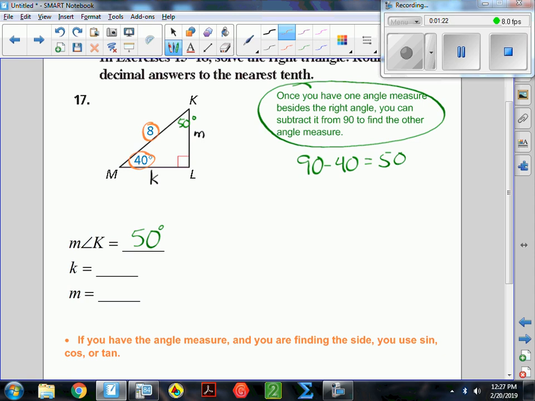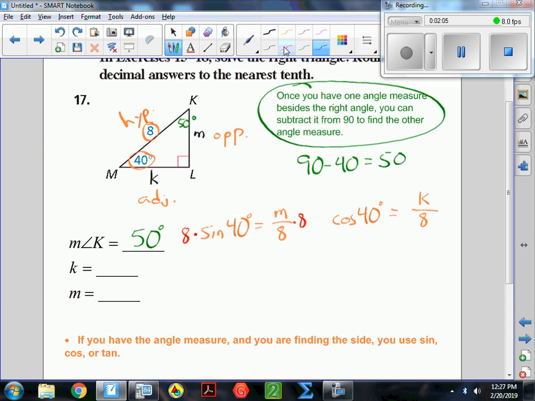So from angle 40's perspective, the 8 is the hypotenuse, the M is the opposite, and the K is the adjacent. So I'm going to set up two trig equations to find M and K. First, I'm going to use the sine of 40 degrees. That's going to equal the opposite side, M, over the hypotenuse, 8. Next, I'm going to use the cosine of 40 degrees. And that's going to equal the adjacent side, K, over the hypotenuse, 8. I'm going to solve both of those equations. I can solve by multiplying both sides by 8.